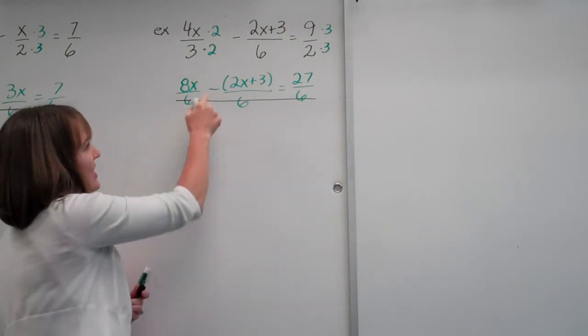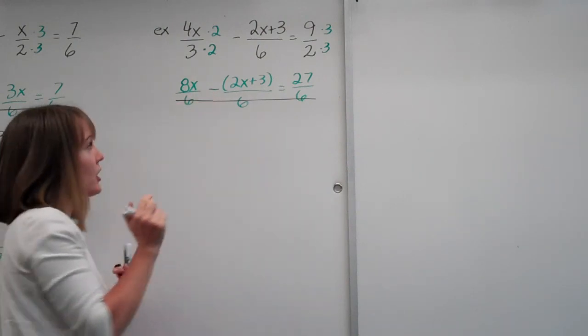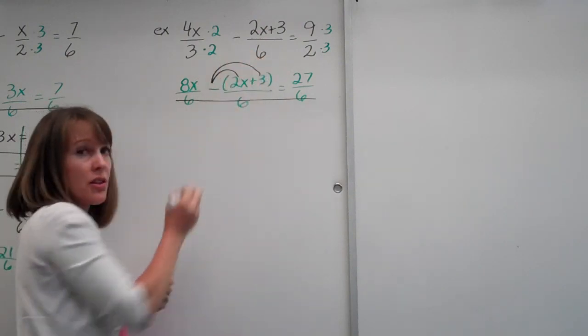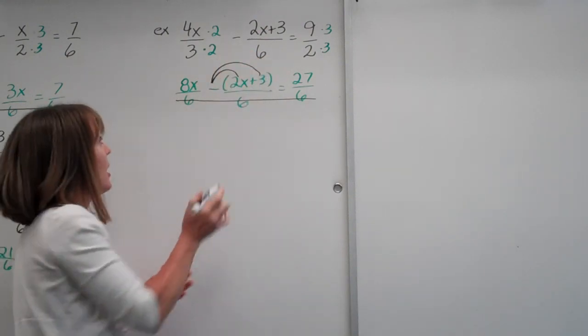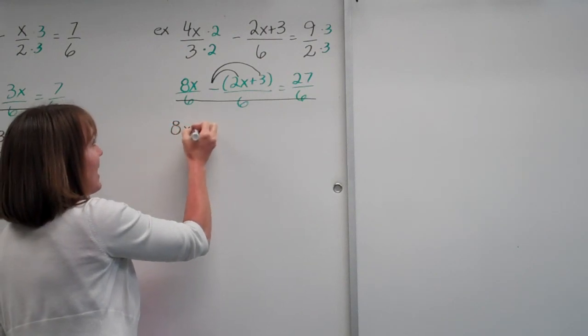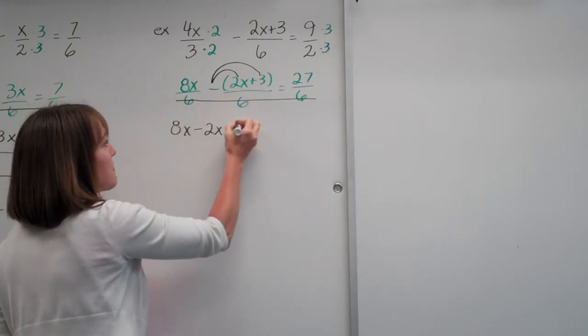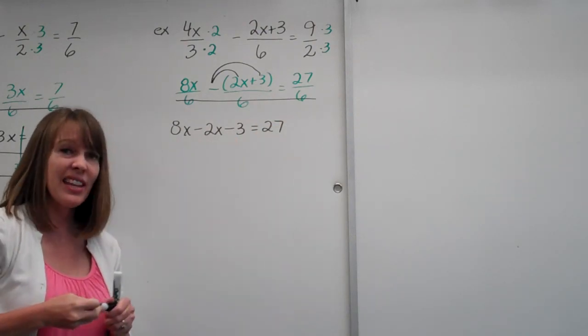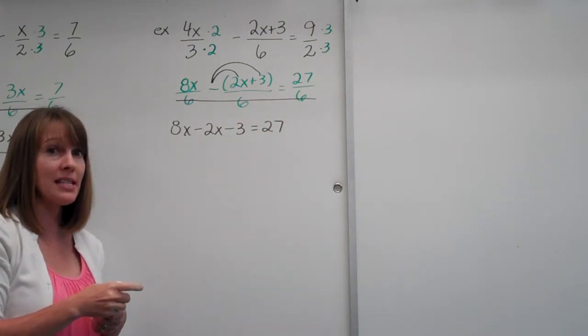But remember, here we have this subtraction sign here. It's going to be a little trickier. We need to subtract the 2x and we need to subtract the 3. We need to subtract all of it. So that means we're going to be left with 8x minus 2x minus 3 equals 27. If we go back, if you can't find the answer, usually right here is where we've made a mistake.